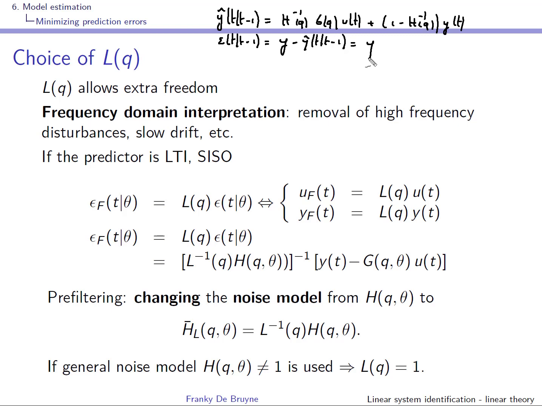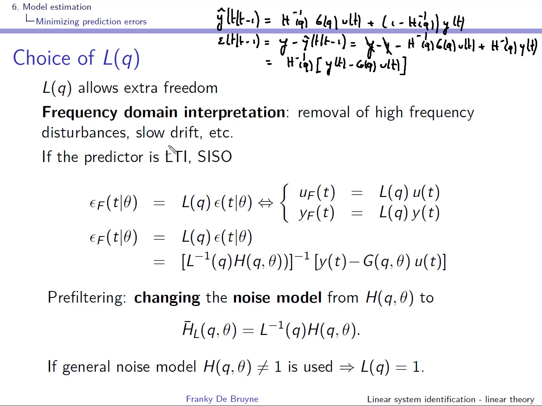So that will be y minus this one, so minus y here. This will be compensating, and then we'll have minus (H^-1)(q) G(q) u(t) plus (H^-1)(q) y(t). So this is really (H^-1)(q) times (y(t) minus G(q) u(t)), right?